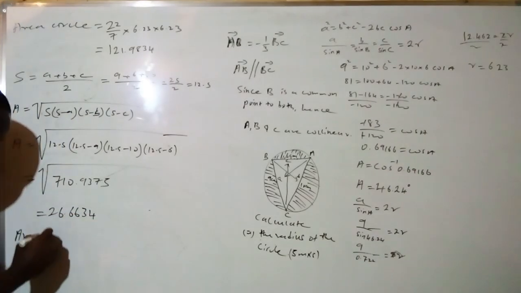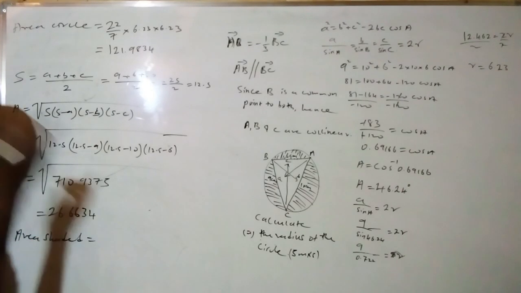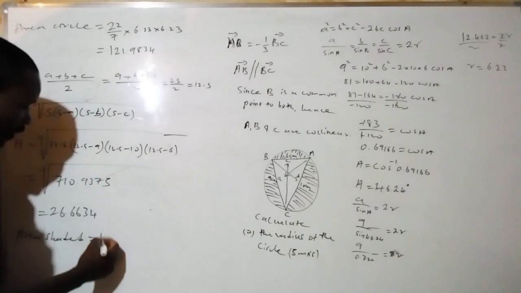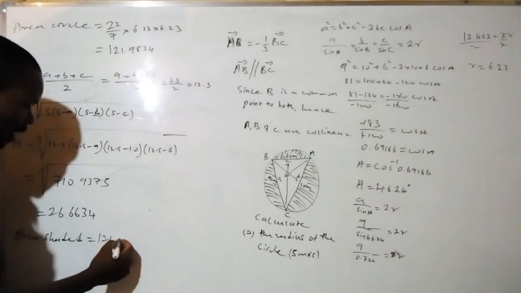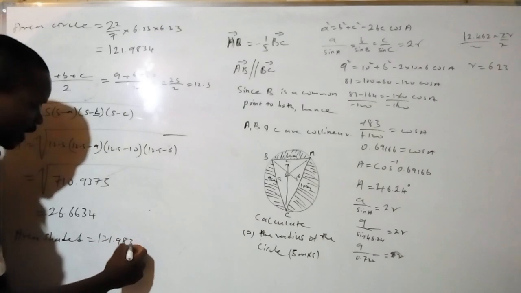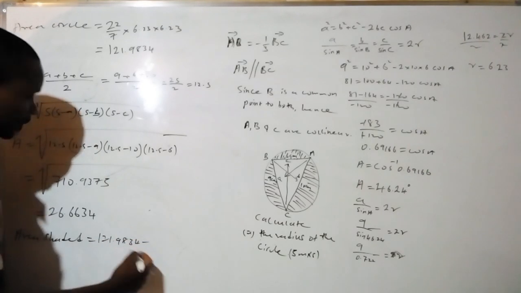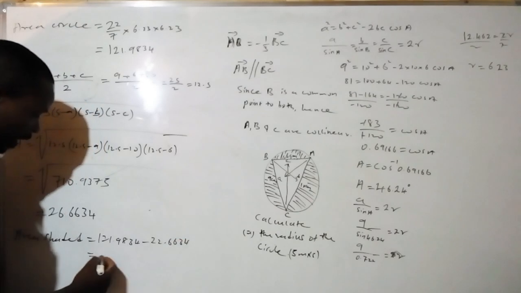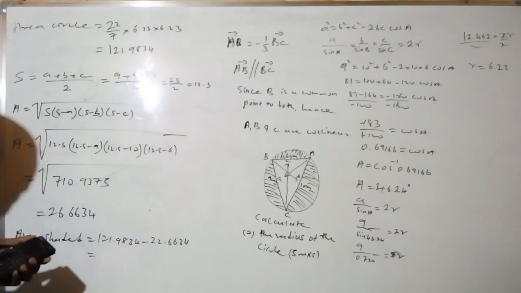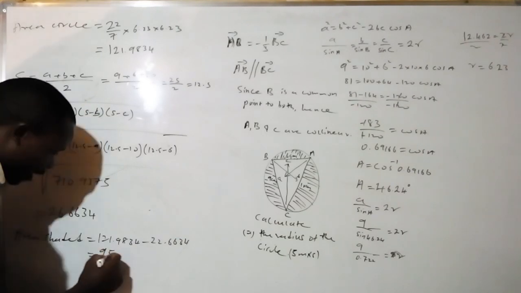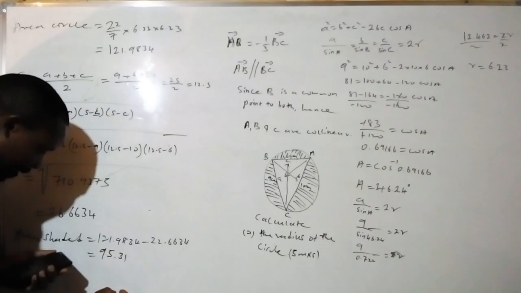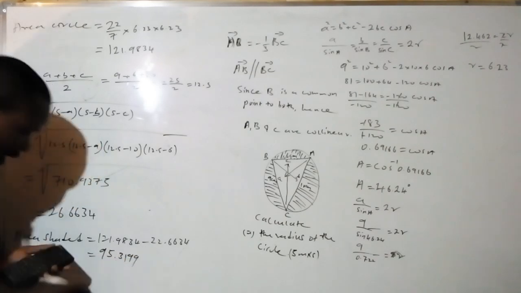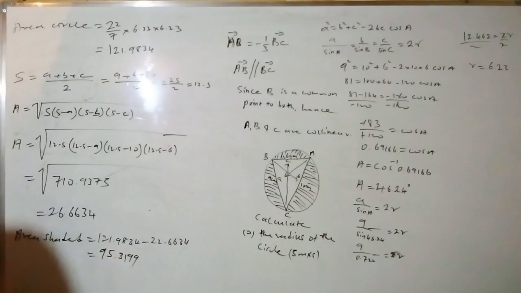Area shaded is equal to the total area of the circle minus the unshaded area. 121.9834 minus 26.6634, and you are going to get 95.3199. That is the correct answer for that part.